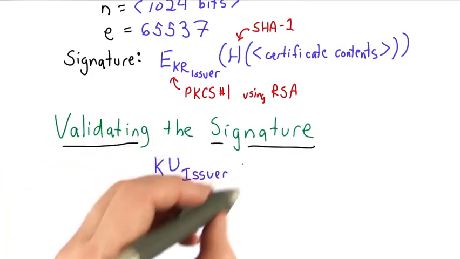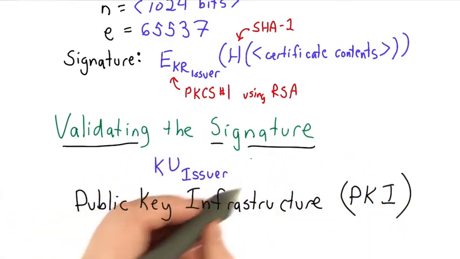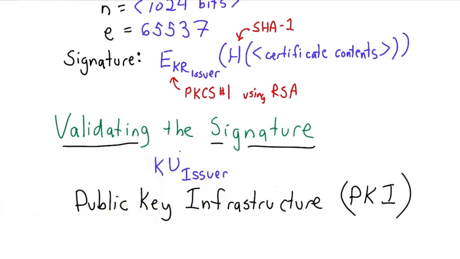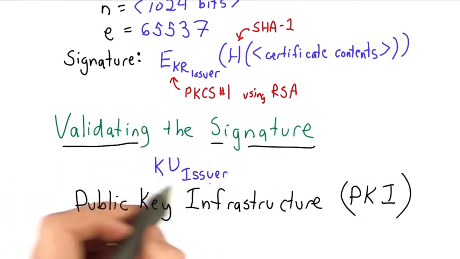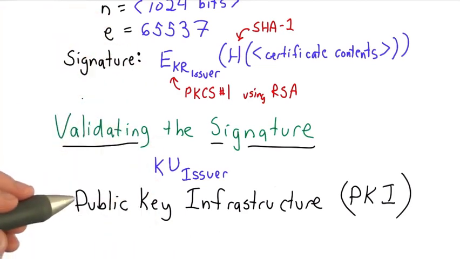We need ways of distributing these public keys. And that's called public key infrastructure, also known as PKI. We need a way to securely know the public key of the issuer. Once we know that, we can use the certificate to learn the public key of the website we visited. So how do we know that public key?